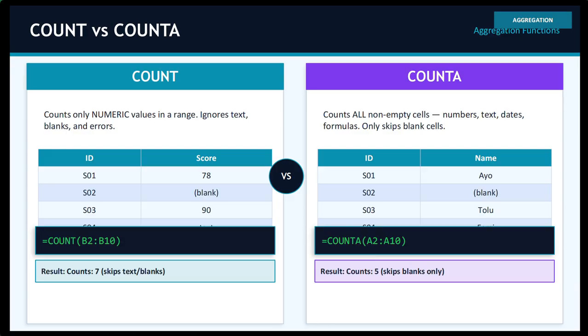That means if you put the COUNT formula on values that are not numeric, and numeric means numbers basically, right? Non-numeric means blanks, and it also means text. It will not count it, right? But COUNTA counts all non-empty cells. So while the cell is not empty, it's going to count it. It can count numbers, it can count dates, it can count text.